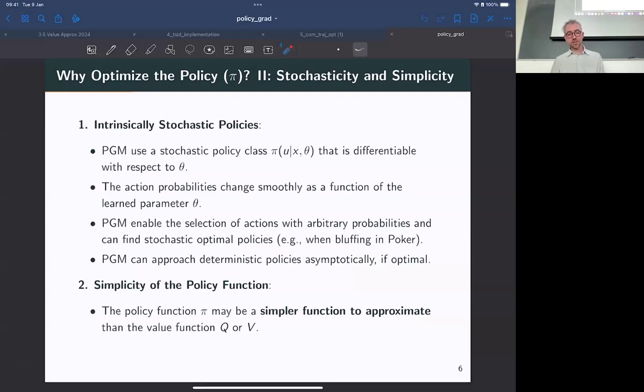Also, another advantage is that sometimes the policy function pi is actually much simpler than the action value function. And so if your method is simply trying to learn the policy, it might have an easier problem to solve than a method that tries to learn the value. That really depends on the specific problem you're trying to solve, and it's hard to know in general. But in practice, this was shown to sometimes be the case.